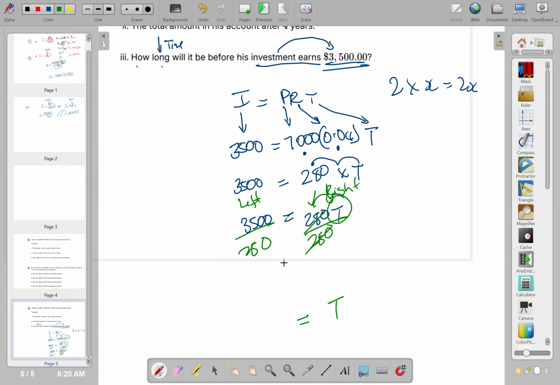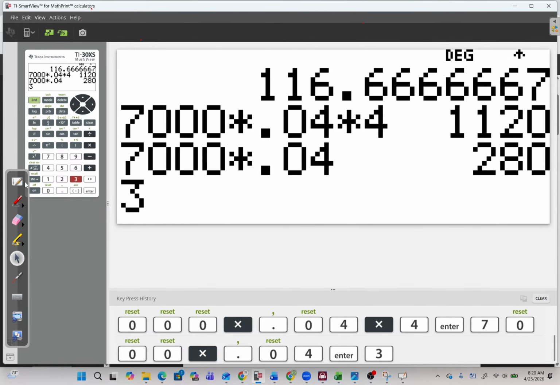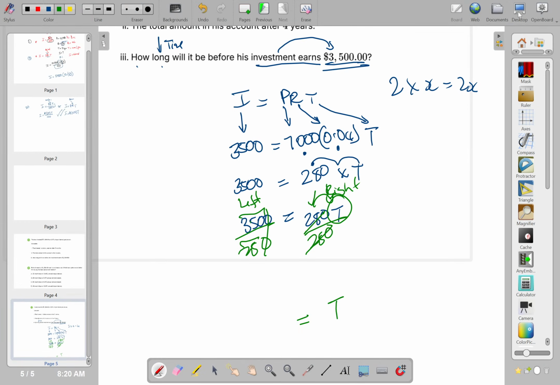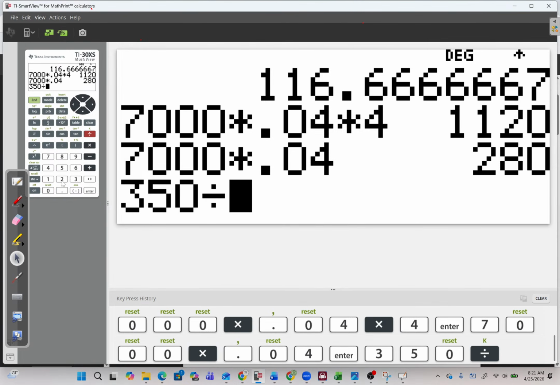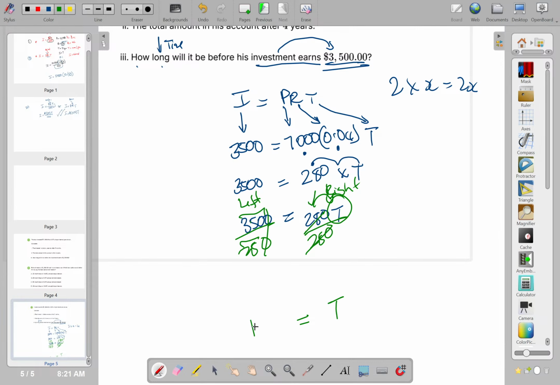So there's 280 over here. 0 with a 0. And then now we have 350 divided by 28. I don't know that in my head. So, what is it again? 350 divided by 28. That is 12.5. So this is, remember, time is always in years. So this is 12 and a half years it will take for him to earn 3,500 on his money.